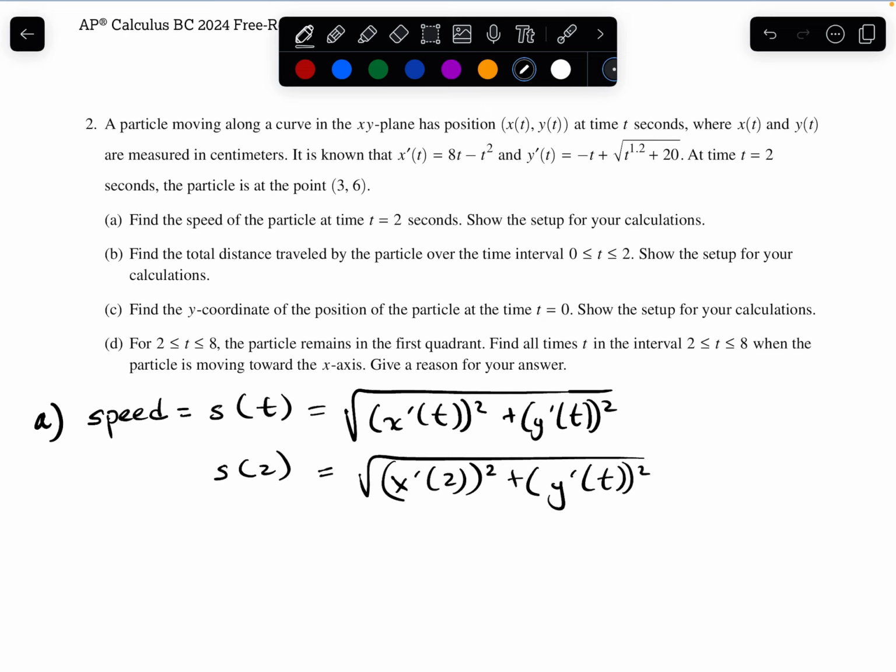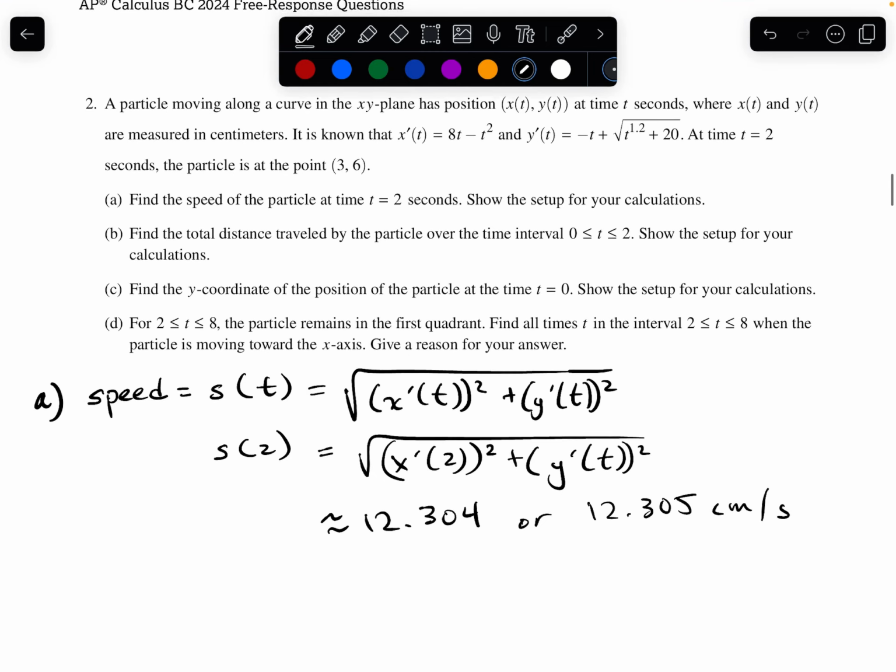Since it is the calculator portion, we just want to show our understanding of what exactly we're entering into the calculator. But from here, you should get that it's approximately 12.304 if you are truncating, or 12.305 centimeters per second if you are rounding. Okay, so centimeters per second. That is the speed at which this particle is moving.